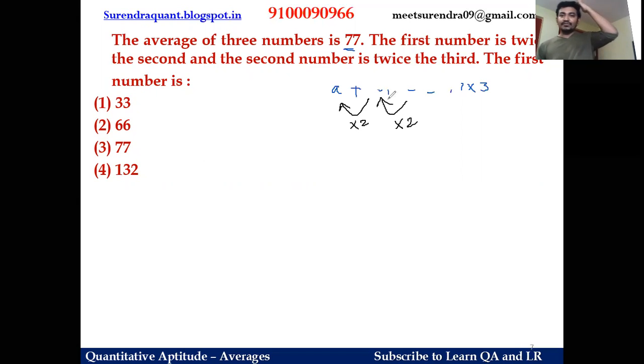Then the first number is, what is the first number, guys? Here, A is the first number. So you are looking for the value of A basically. So for this matter, let us try to take a small thing. Let us consider C as X.